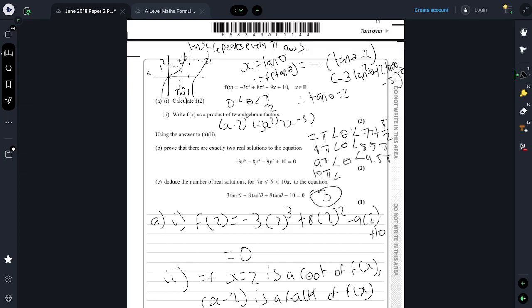Okay, I know it might be a bit complicated, but let me just double check that's right. Yes, there are 3 solutions. So I guess to go over that, I know it looks a bit of a mess now.